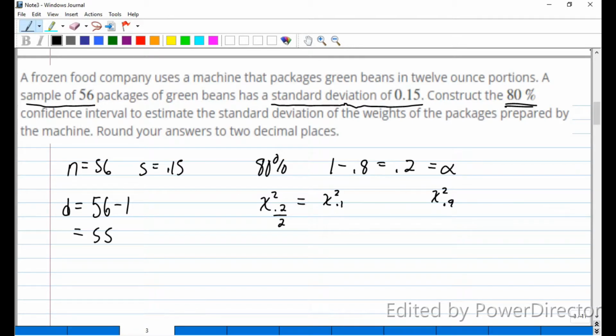You may be wondering why I was laughing. Look at our table. That's probably why this was considered to be a tough problem, because our table doesn't have 55. Our table has 50 and 60. So, I mean, that's a problem.